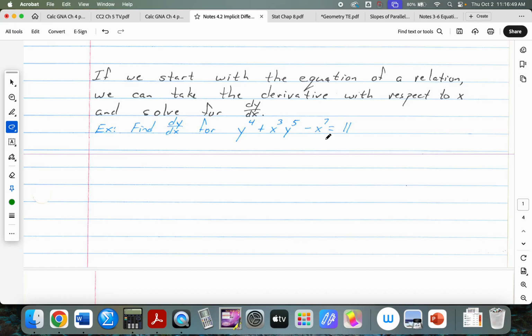You can break that into two different functions and it works fine. It's kind of a pain, but you could do it. Here, I don't have a clue as to how you could solve this for y. I'm not sure it's even possible. But what we're going to do, and we usually don't take the time to write this, but I am for the first couple of examples, we're going to take the derivative with respect to x on both sides of the equation.